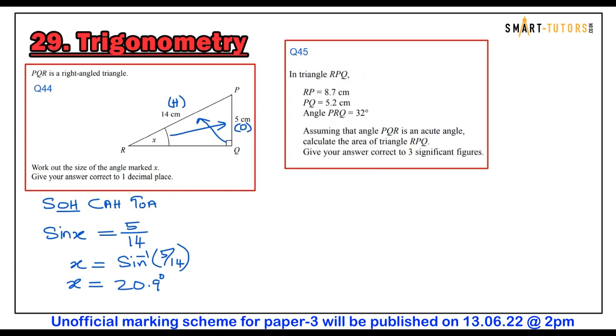Right? So the next question, RPQ is the triangle. So RPQ and the PQR is the acute angle, and they give everything. So I'm just going to draw a small triangle.